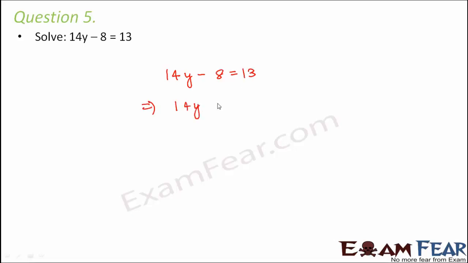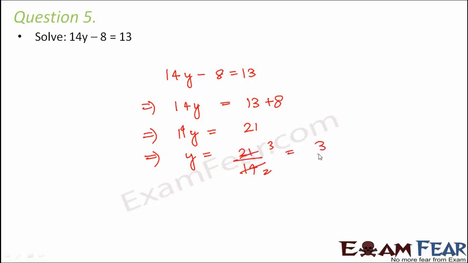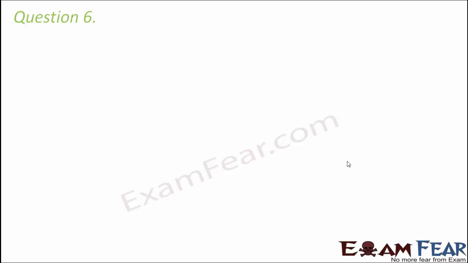Question number 5. Solve 14y minus 8 is equal to 13. Here again, let's take the constants on the right hand side. So 8 moves this side. So we get 14y is equal to 21. Or y is equal to 21 by 14. So 7 2s are 14, 7 3s are 21. So y is equal to 3 by 2 would be a solution for this equation.